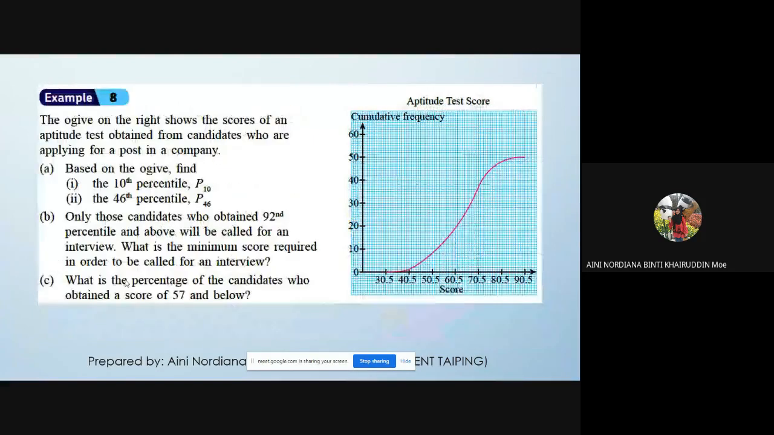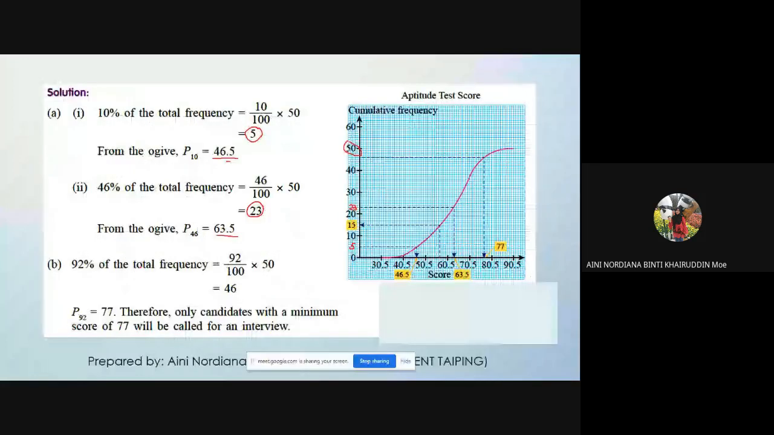So soalan kedua B tadi apa? Only those candidate who obtain 92 percentile and above will be called for an interview. What is the minimum score required in order to be called for an interview? So, mula-mula cari dulu 92%, 46. So, from the graph 46 here, then you will get 77. So therefore, only candidate with a minimum score of 77 will be called for an interview. Ada soalan untuk percentile?